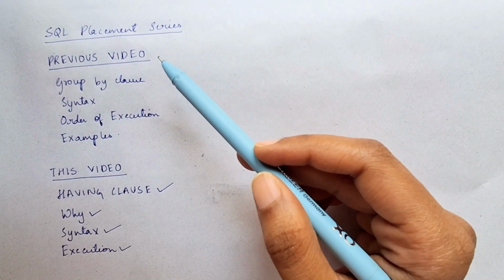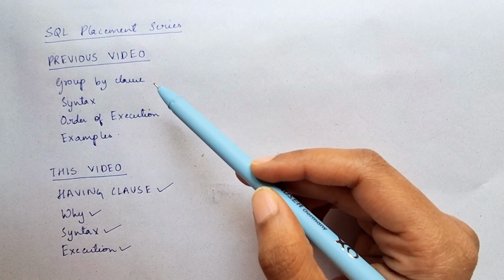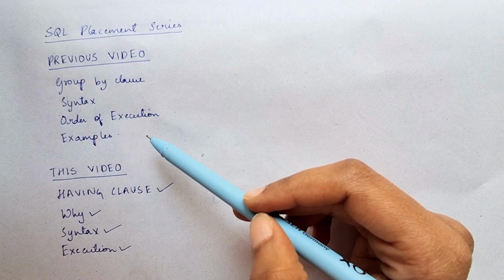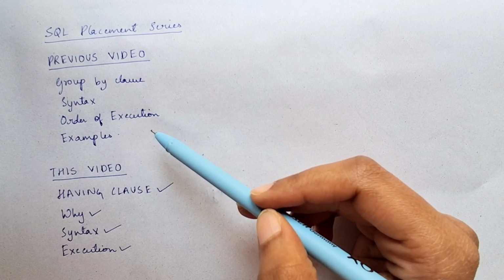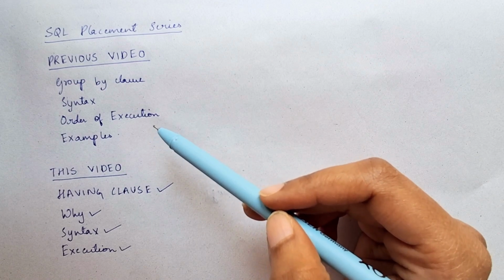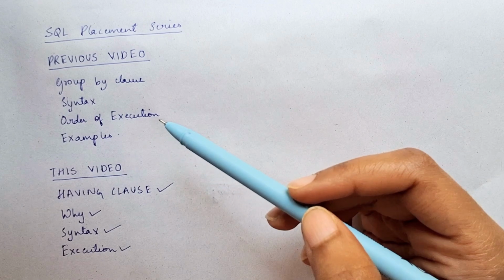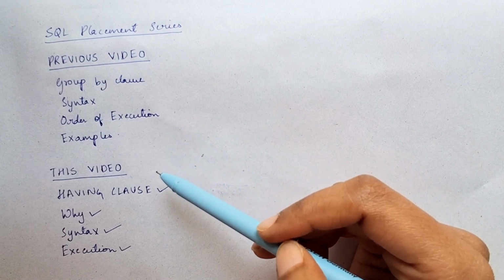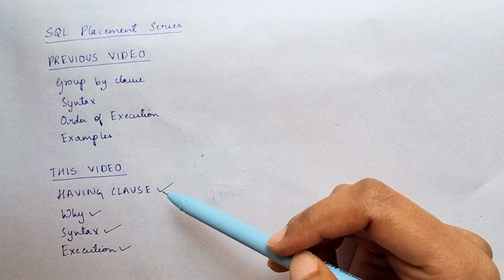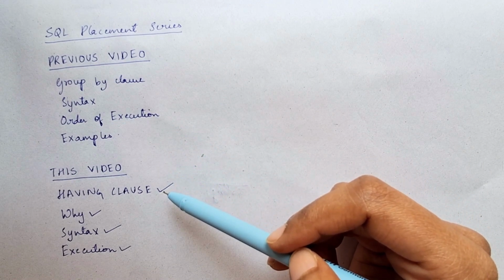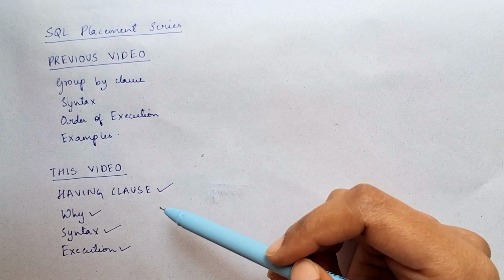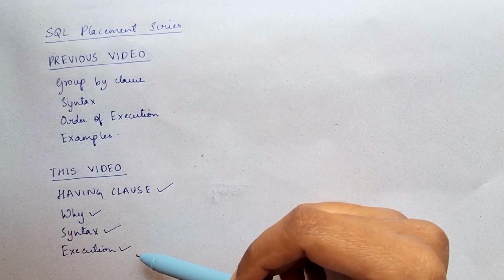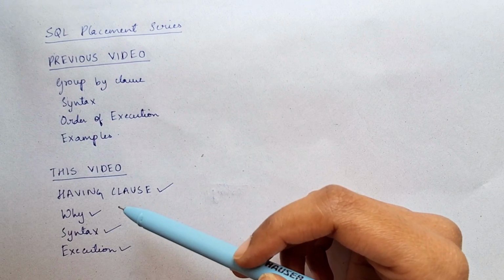In the previous video, we learned about the group by clause, its syntax, the order of execution, and also the example queries. Now once we use the group by clause, the data is divided into groups. So the next question is, how do we filter these groups? So in this video, we are going to learn an important clause called having clause. We will understand what is having clause, why it is used, its syntax, and the order of execution. So, guys, let's get started.